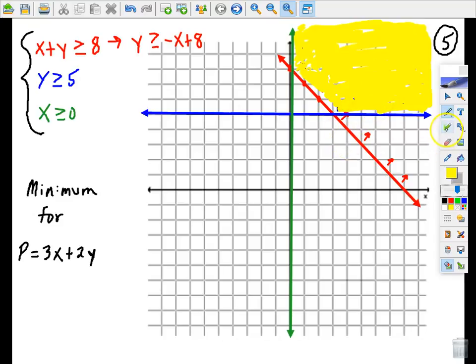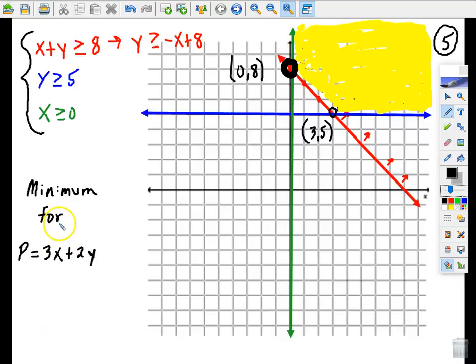So we still need to identify vertices. So our vertices are located here. We have a vertex there where 2 lines cross on the feasible region. Remember, this is called the feasible region here. And so that's the point 0, 8. And then we got another vertex where the red and the blue cross on the feasible region. And that's the point 3, 5. Okay, so in this case we only have 2 vertices.